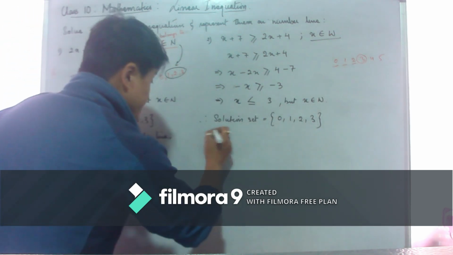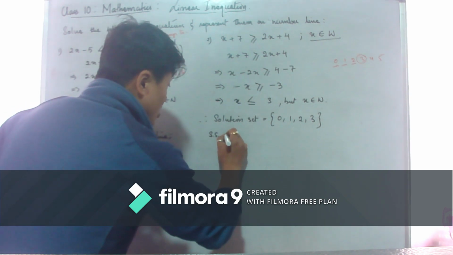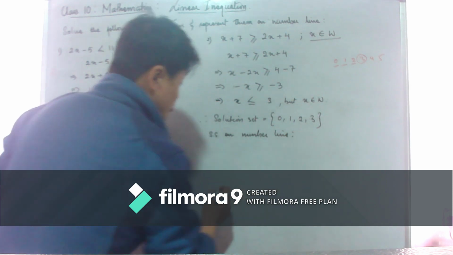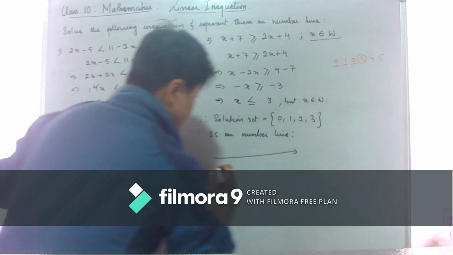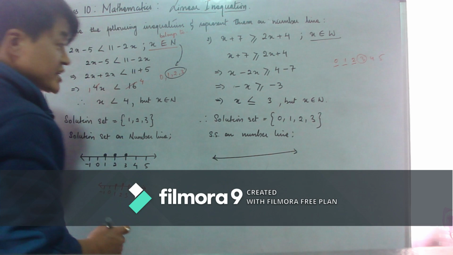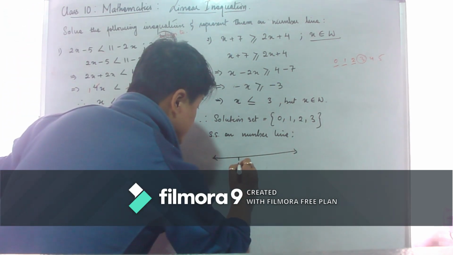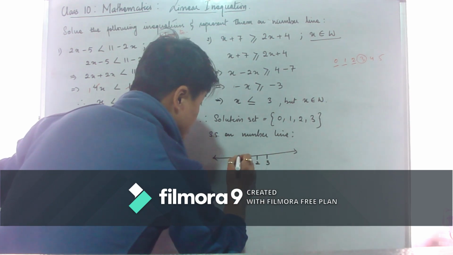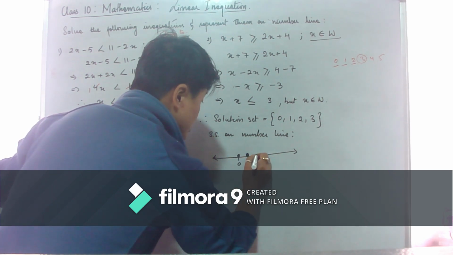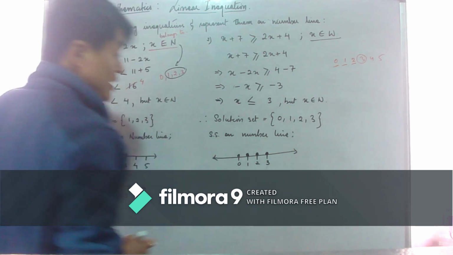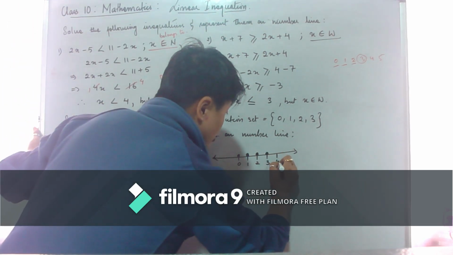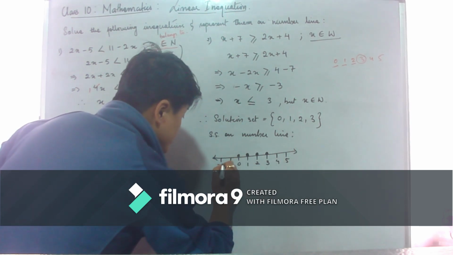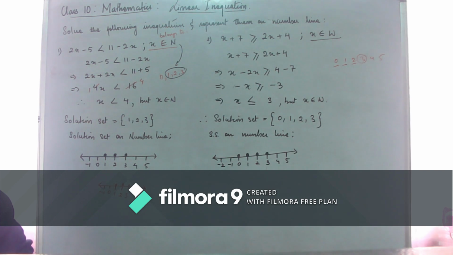So the solution set on the number line, how do we represent it? You draw a line here, give the arrow on both sides. Write 0, 1, 2, 3 as the solution set. We'll mark these as the solution set, and after this we have to write 4 and 5. Before this, minus 1, minus 2. This way we represent the solution set.